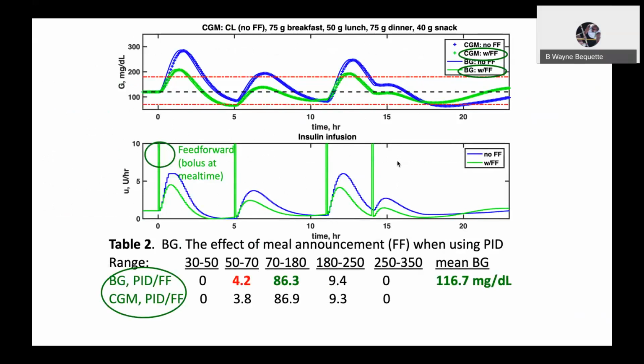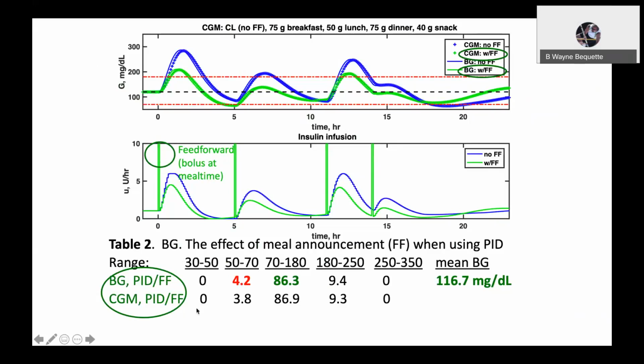So in this particular simulation, we're looking at the PID controller with feed-forward, that is, with meal announcement, and that performance is shown in green. In the top plot, we have both the CGM and blood glucose. There's only a slight lag between the blood glucose and the CGM, and what we notice is the large bolus each time a meal is being consumed.